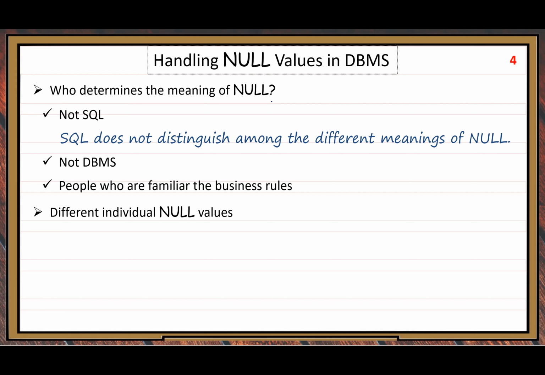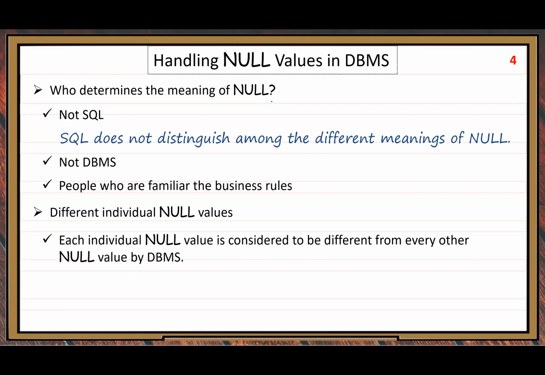What should we treat in that situation? It's not a normal value, we know. So here, the rule is like this. Each individual null value is considered to be different from every other null value by the DBMS. That's the special rule for null values. You see the spelling is the same, NULL, in two places, but the DBMS treats them as two different values.